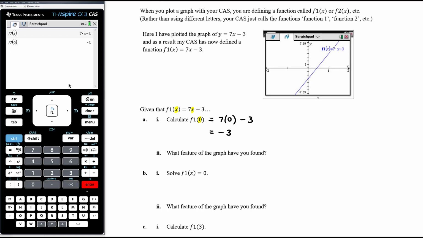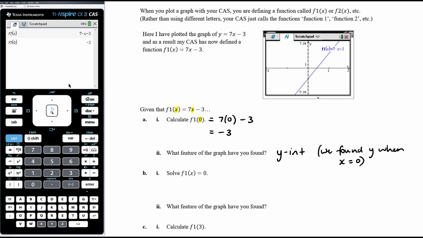Now, thinking about the graph, we were drawing a graph, and we just let x equal 0. So what feature of that graph have we found? If we let x equal 0 in the graph, and we find that the function equals negative 3, that's the y-intercept. Because we found y when x equals 0. That's what we just did. We let x equal 0 by typing f1 of 0.